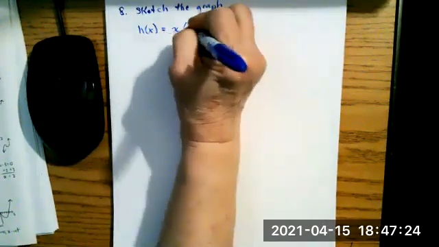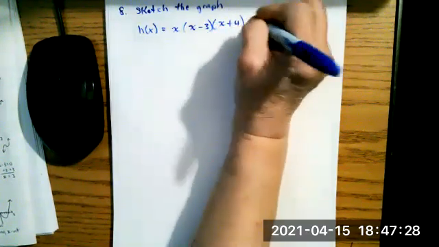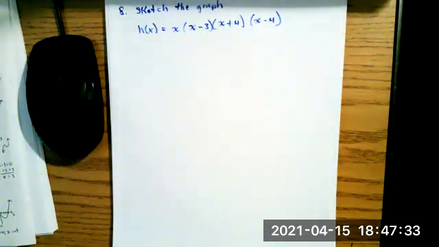Okay, number 8. So now we're still at 100. Yes. Okay, sketch the graph. And it's h of x. You have an x out here, an x minus 3, an x plus 4, and an x minus 4. That's your problem. And you can put it in your calculator.